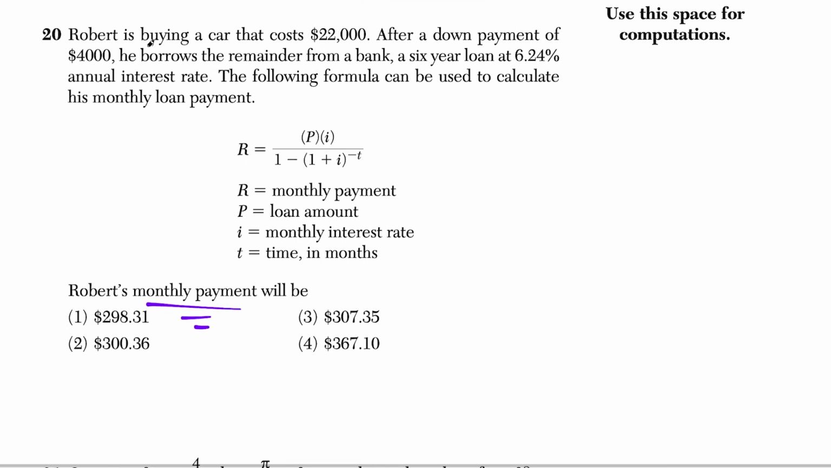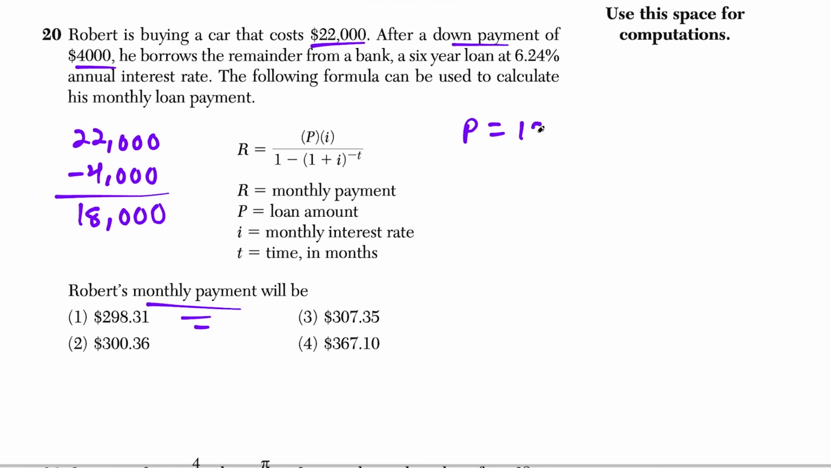So here, what we have is Robert is buying a car that costs $22,000. And what we have is P is the loan amount. So we have to calculate the loan amount, which is how much money he owes on the car after his down payment. So he makes a down payment of $4,000. So if the car is $22,000 and he makes a $4,000 down payment, that means he owes $18,000 on the car. Okay, so the loan amount, P, is going to be $18,000.